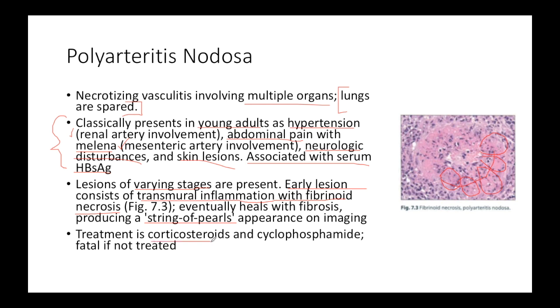Treatment is corticosteroids and cyclophosphamide. So if you remember our previous 2 for our large vessels, it was just corticosteroids. Now we've added a second drug here. And this is fatal if left untreated.